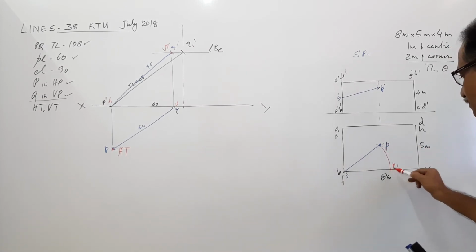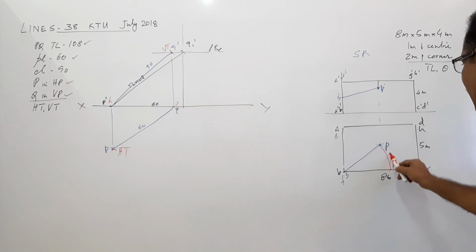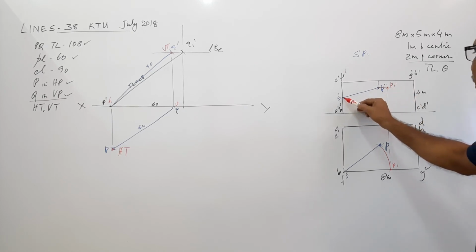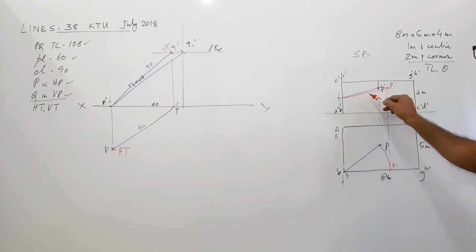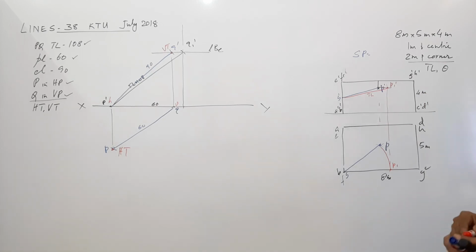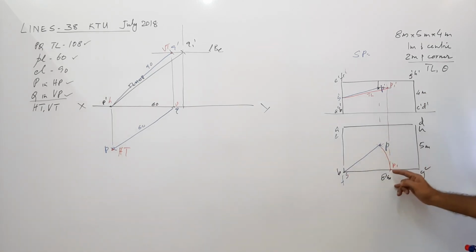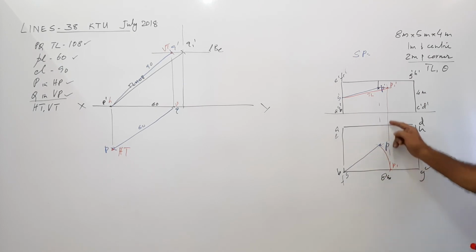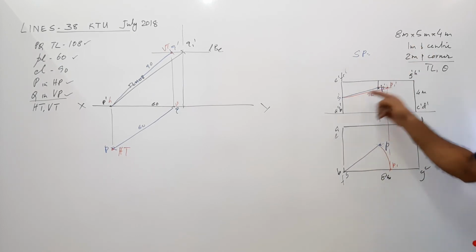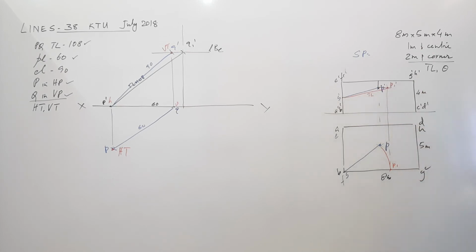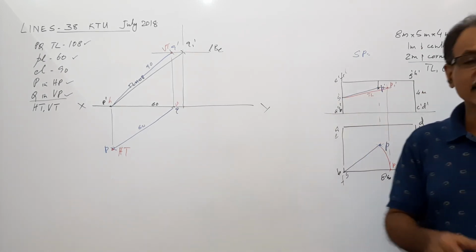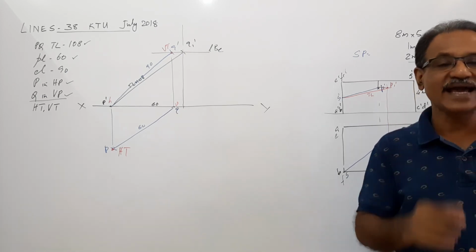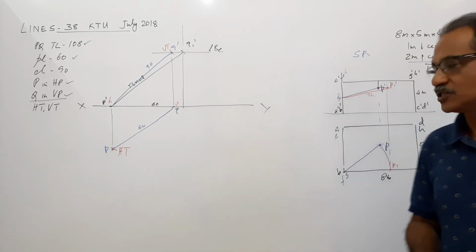You get P1. Project P1 up to this level, P1 dash. Join it to S dash. I repeat. Make sp parallel to XY. You get p1. Project p1 upwards and draw a horizontal line through p dash and connect s dash p1 dash. What is S dash P1 dash? It is the true length of the line connecting the bulb and the switch.